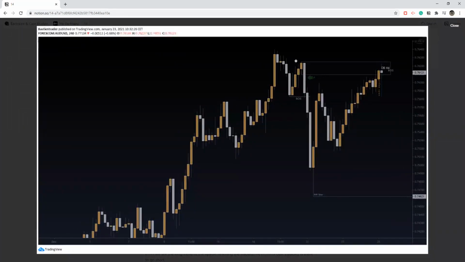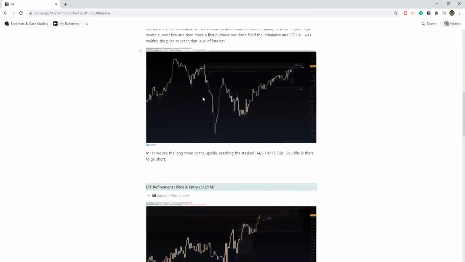Yes, a very strong OB, strong break of structure. It tried to reach it, failed, and created a higher low, but that means it doesn't have enough volume to go for a lower low. And right now we're pulling back into this area, so let's see how it develops around there.